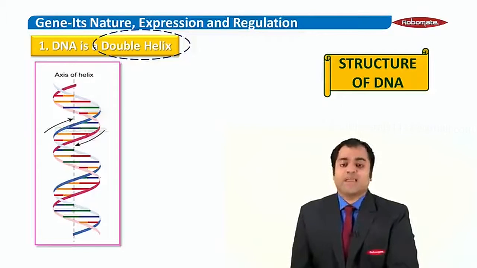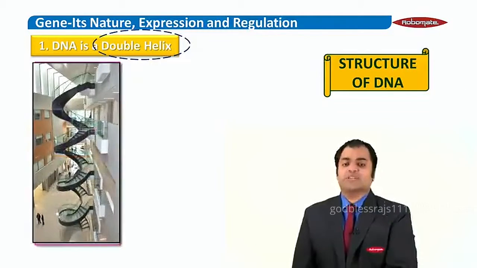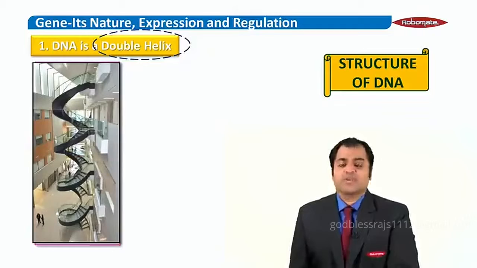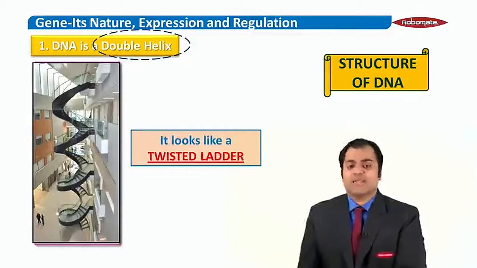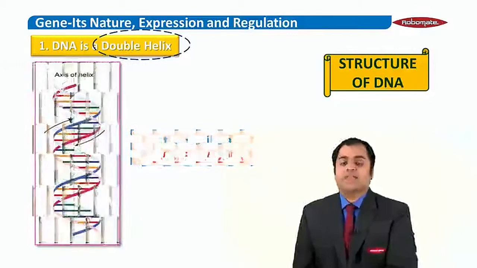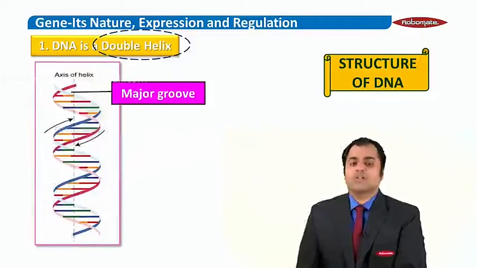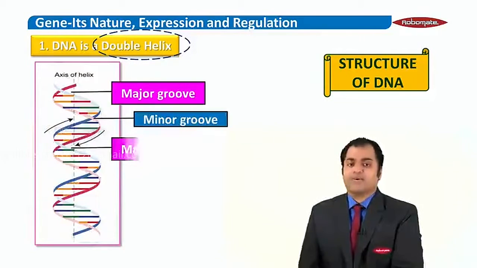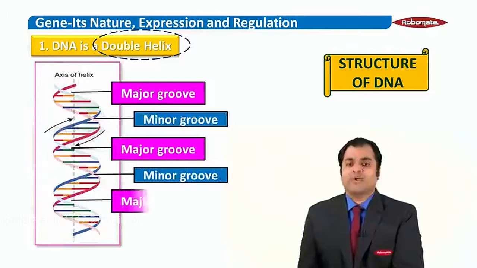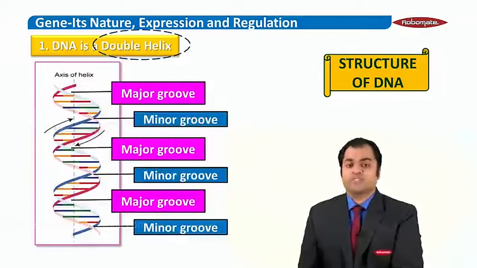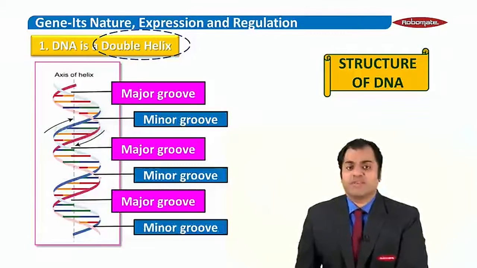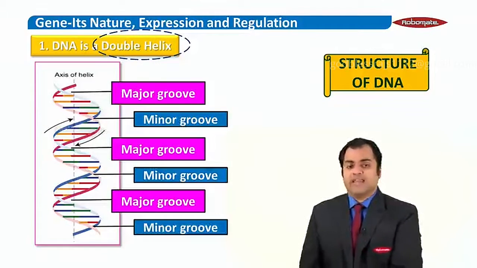Correct? Now if you look at this image, it actually appears like a twisted ladder. So we can also say that DNA looks like a twisted ladder. And you'll also see alternating major groove, minor groove, major groove, minor groove, major groove, and minor groove. They alternate each other. So the first point is DNA is a double helix.